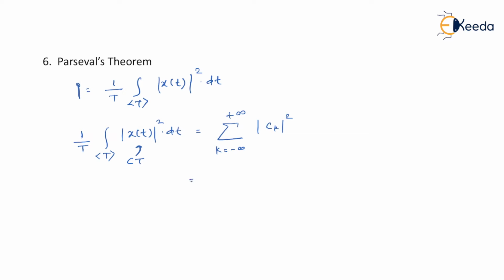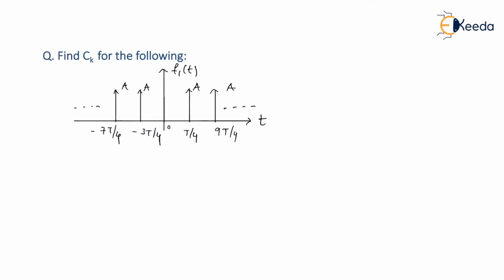So it is in terms of ck, we can also write it in terms of a trigonometric Fourier series, which is also equal to a naught square plus summation k equal to 1 to infinity ak square plus bk square by 2. So this is how we get power content on both the sides by using Parseval's theorem. So let us solve some problems based on the property.